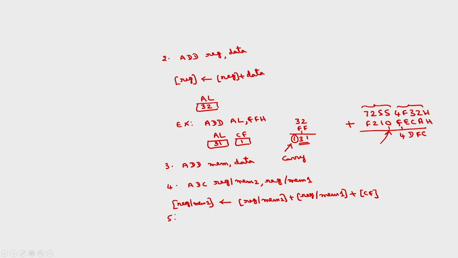Similarly, you can have ADC register comma data. Here the operation is register plus data plus the status of the carry flag, stored in the register. The only difference between this instruction and the ADD instruction is the extra carry flag. If the carry flag is reset to 0, then ADC and ADD are the same. And another instruction is ADC memory comma data.